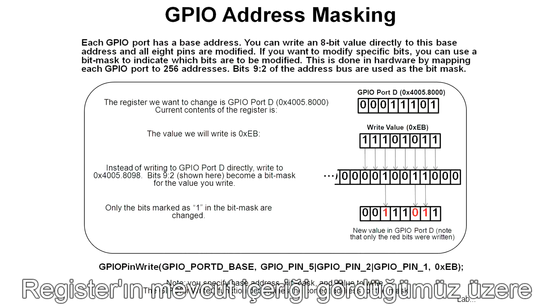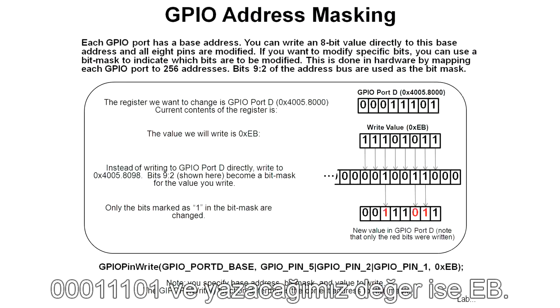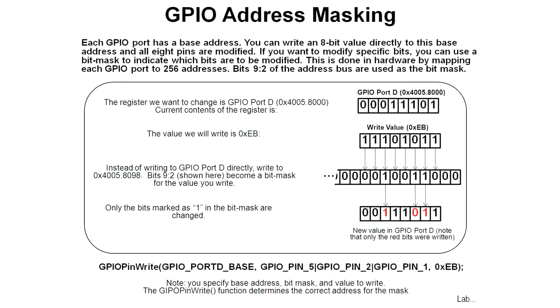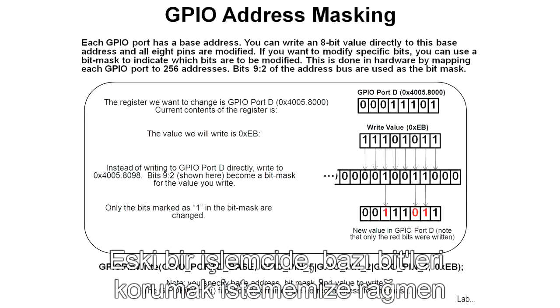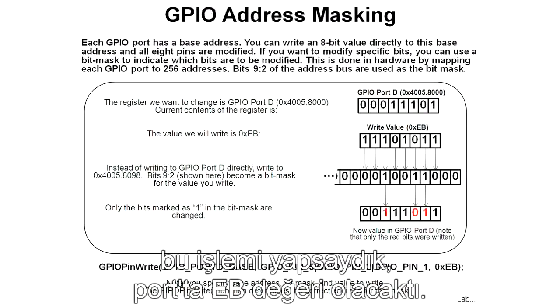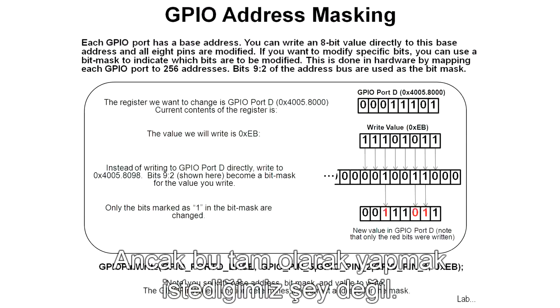There's its address. The current contents of the register, and you can see it's 0001-1101. The value that we're going to write to it is EB. Now, if we had wanted to preserve some of the values in the bits in an older style processor, and we just wrote this value to the port, the port would now have EB. But that's not exactly what we want to do.